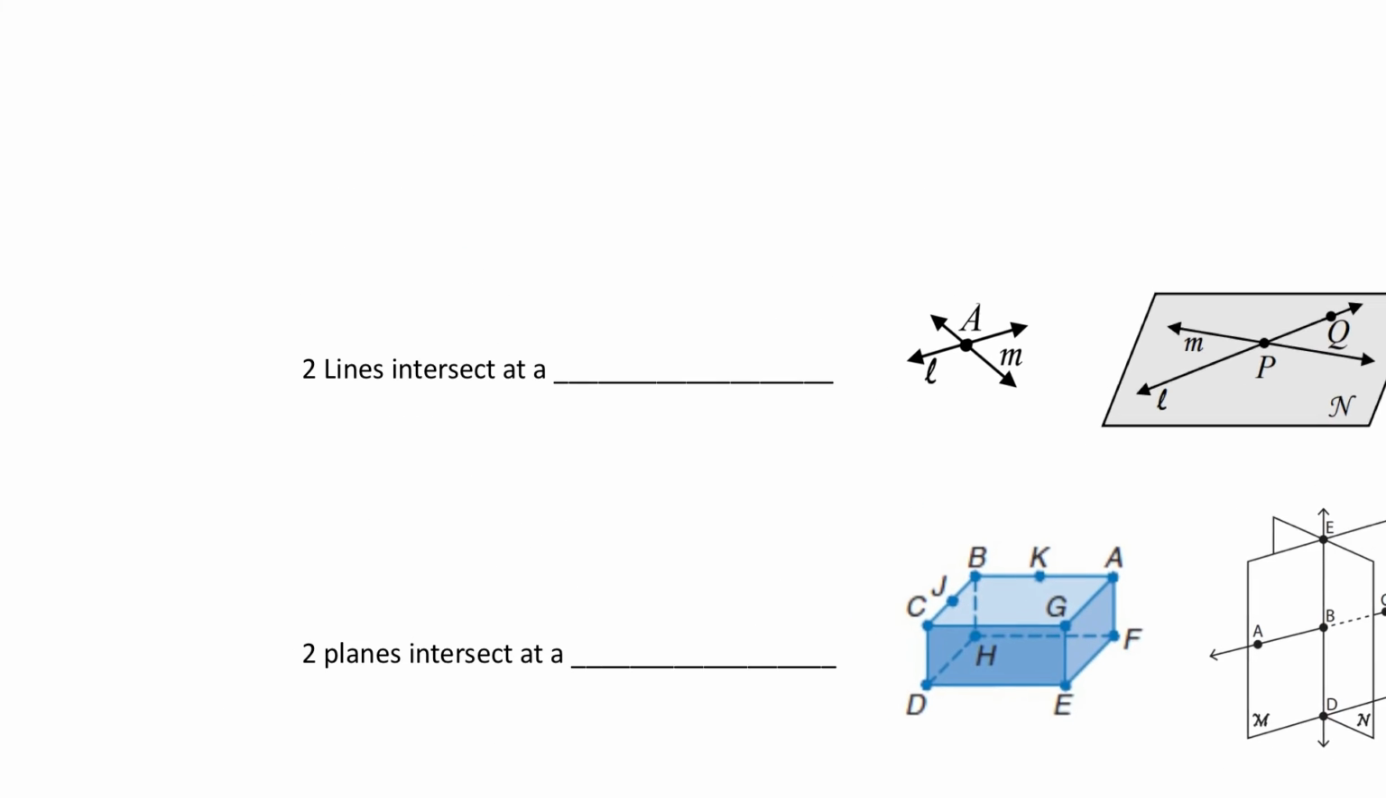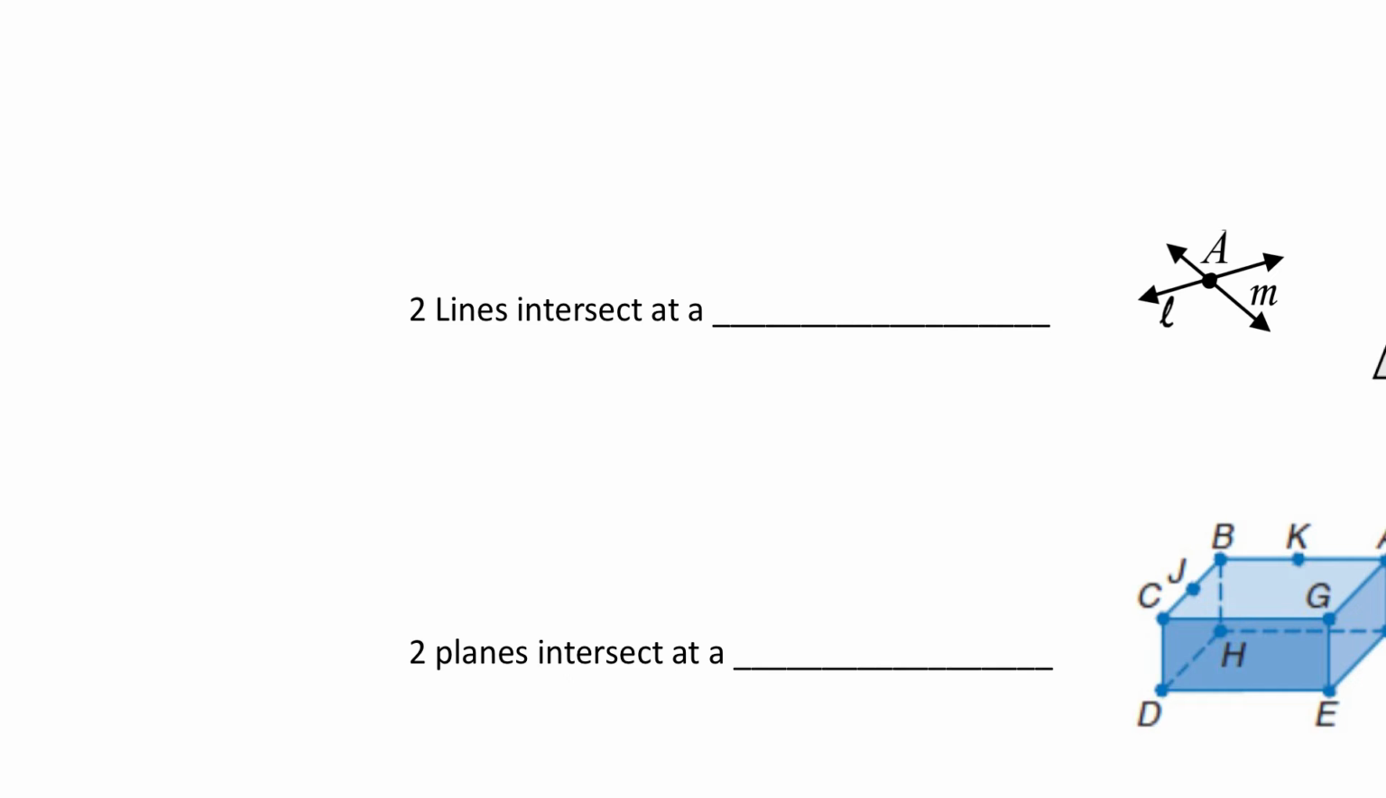On the back: two lines intersect at a blank. So again, let's talk about this real quick. What does the word intersect mean? Cross. Where they cross each other, where they touch, where they meet. Like where two streets intersect, that's where they come together.